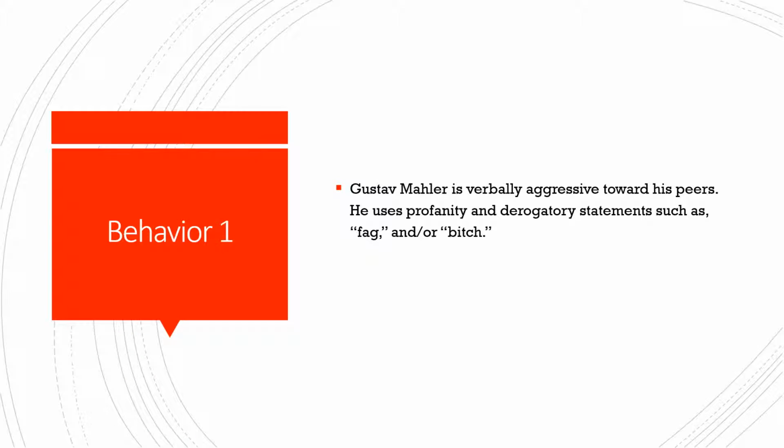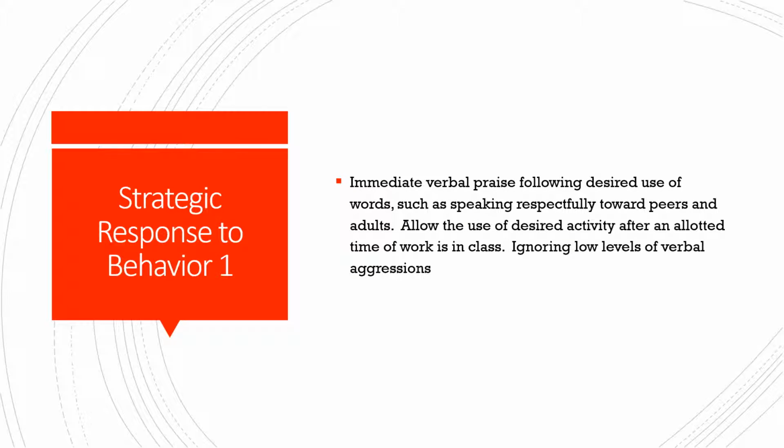Behavior 1. Gustav Mahler is verbally aggressive towards his peers. He uses profanity and derogatory statements such as "fag" and "bitch." Strategic response to this behavior: immediate verbal praise following desired use of words, such as speaking respectfully towards his peers and adults. Allow the use of a desired activity after an allotted time of work in class, ignoring low levels of verbal aggression.